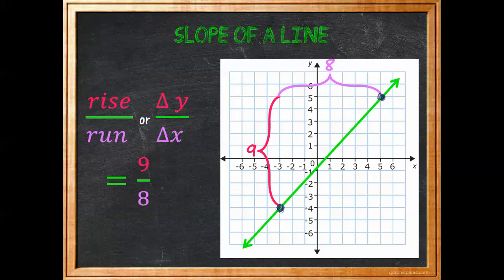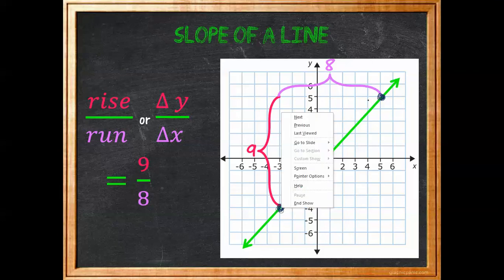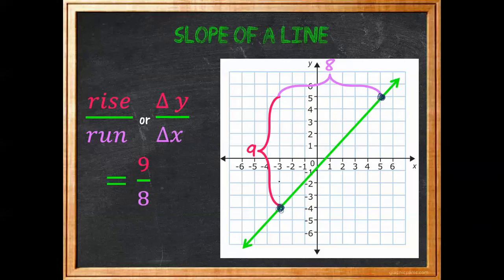Okay, so now all we're going to do is count how we get from one spot to the next, the rise over the run. So the first thing we're going to do is the rise, okay? We're going to go up, so that's positive. And here we're going to go up 1, 2, 3, 4, 5, 6, 7, 8, 9. So our rise is going to be 9.